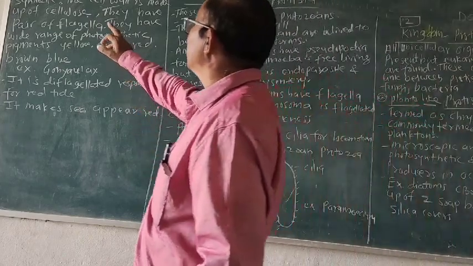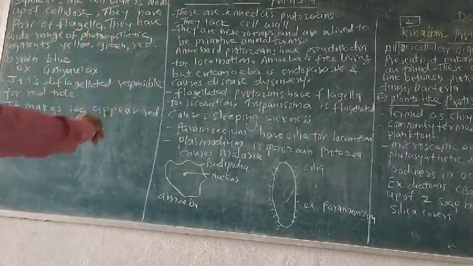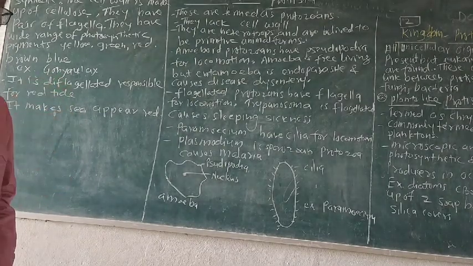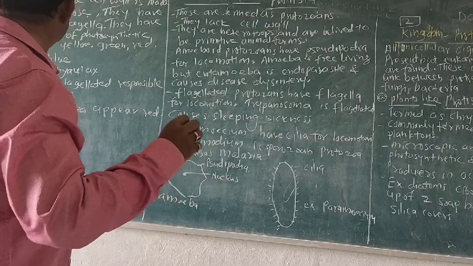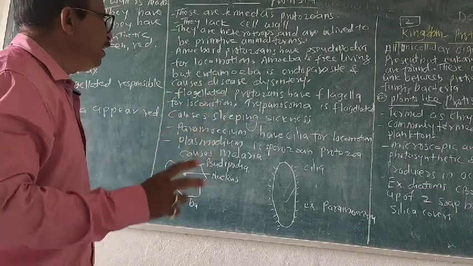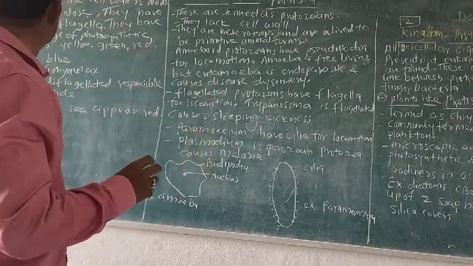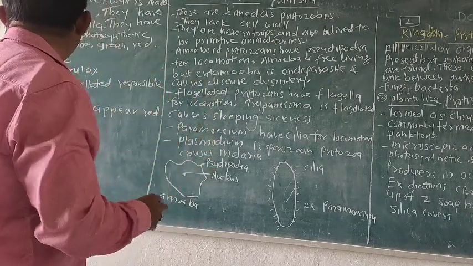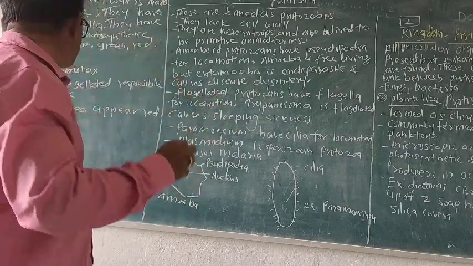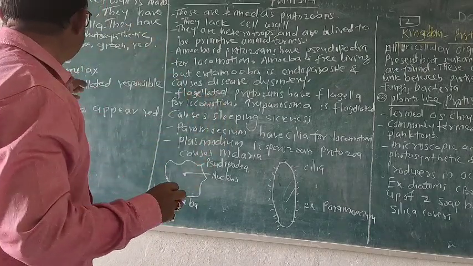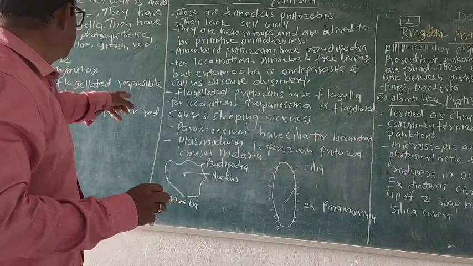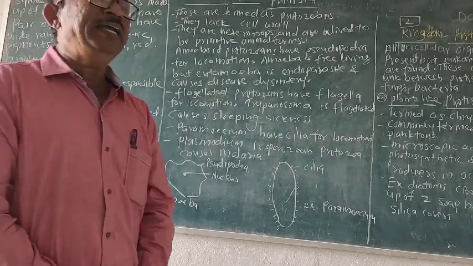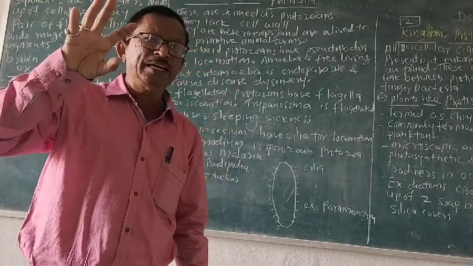And now here some dinoflagellates, they are aquatic, marine and photosynthetic. The cell wall is made up of cellulose. They have a pair of flagella and a wide range of photosynthetic pigments: yellow, green, red and brown, as well as blue also. Here is one example, Gonyaulax, which is red in color. It makes the sea red in color, means the water looks red.